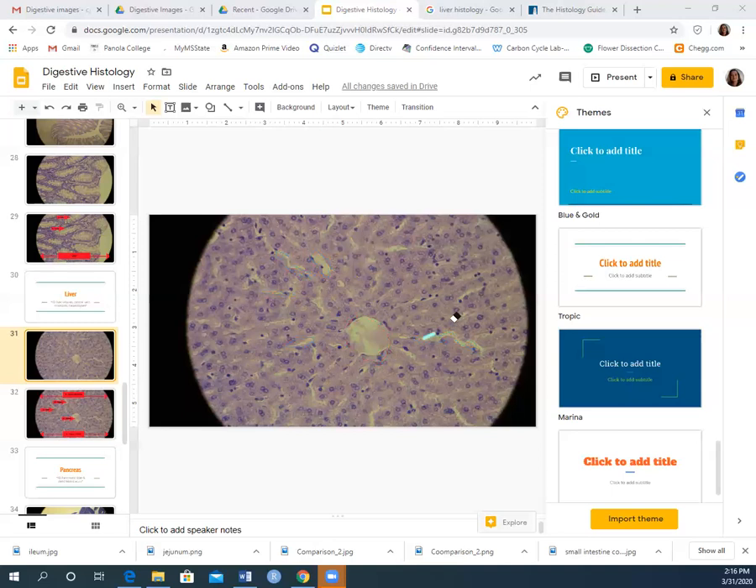Okay, let me erase all my markings here and we'll go to the next one. So here you're seeing the one that's all marked up. The entire structure that you're seeing, A, is going to be a liver lobule.